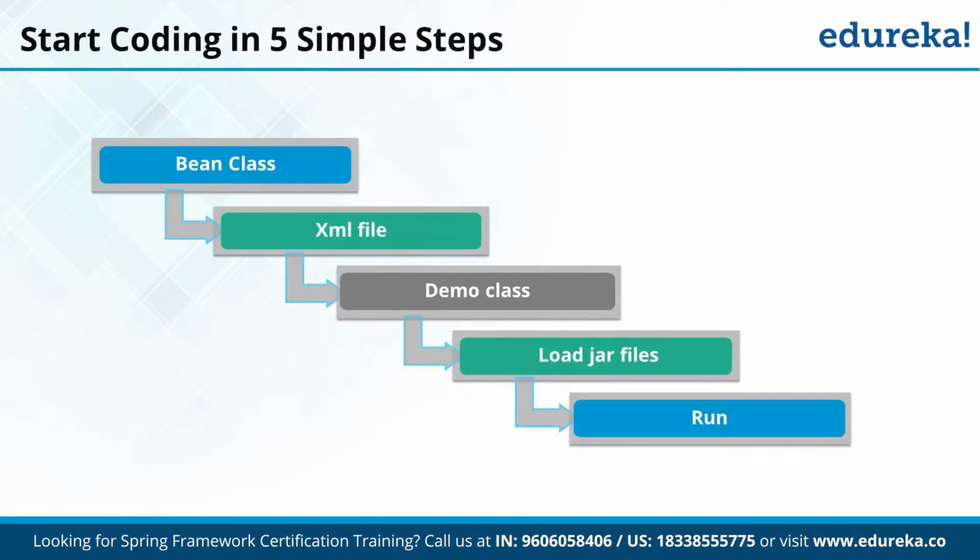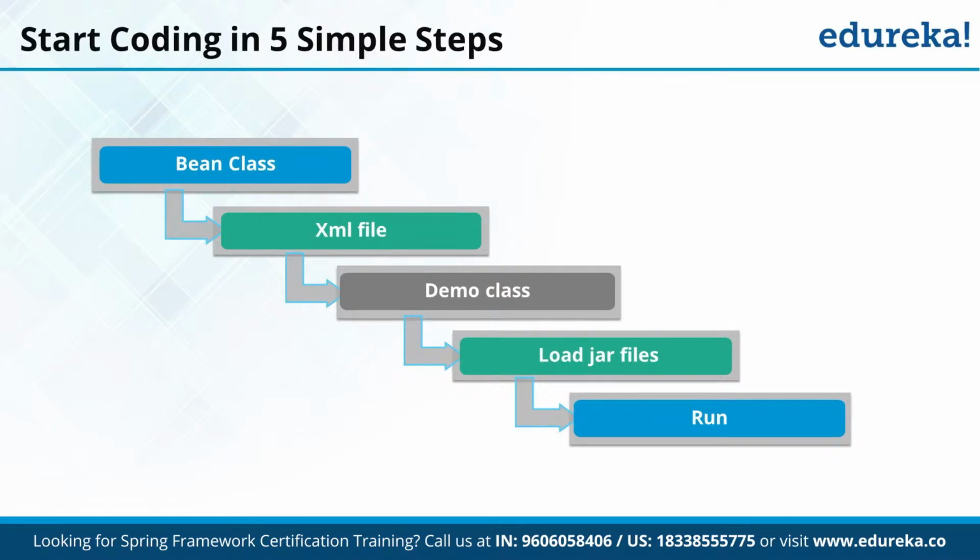Now, in order to code the application, we have 5 simple steps. The first one is you need to write a bean class. Then we need to have an XML file. Then there will be one main class that's going to have the main method, where you're going to write your core logic. You need to load the jar files required for your Spring core framework, and finally you run your project. So that's the sequential approach of writing our program.